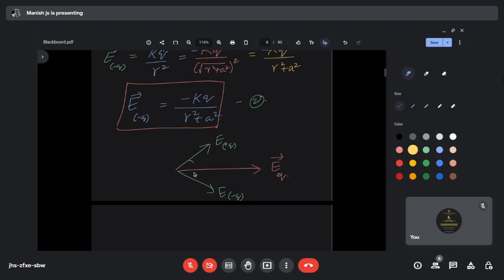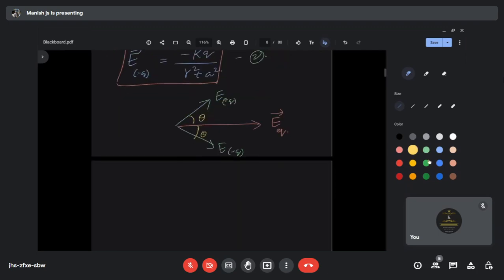So if these fields make angles of theta, then we try to resolve them into the horizontal component. When you resolve them, what happens? You will get E cos theta. So E cos theta terms would be expressed. You will get two E cos theta terms coming from both the electric fields.